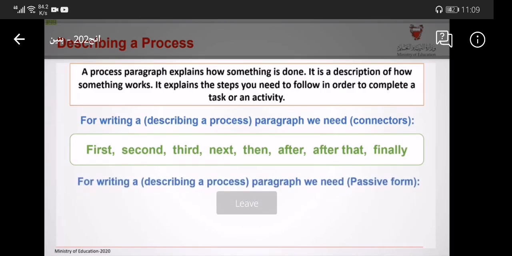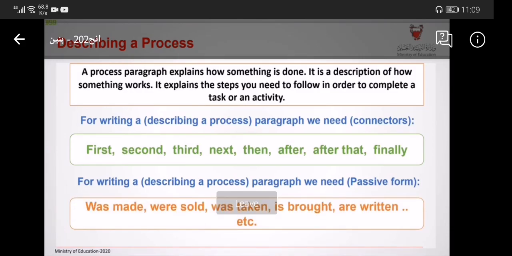The second most important thing for writing a describing a process paragraph is the passive form. Examples of that are was made, were sold, was taken, is brought, are written. Of course, we will have to focus on using the passive form in the present tense. Usually we would say the coffee beans are ground. We use the verb to be, is for singular and are for plural, as we mentioned earlier.